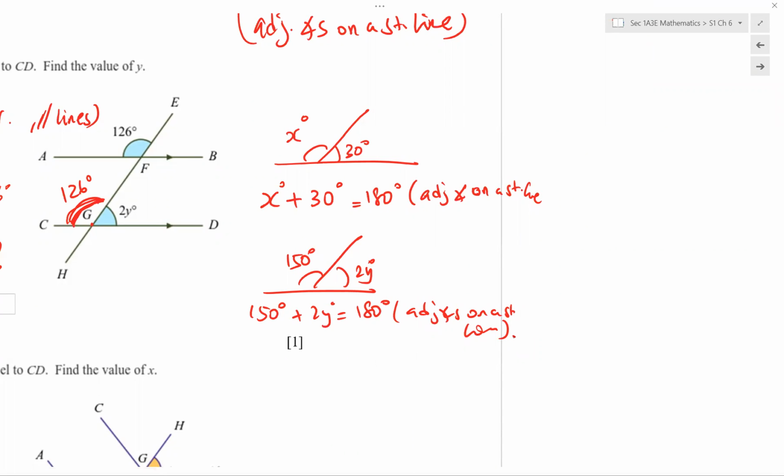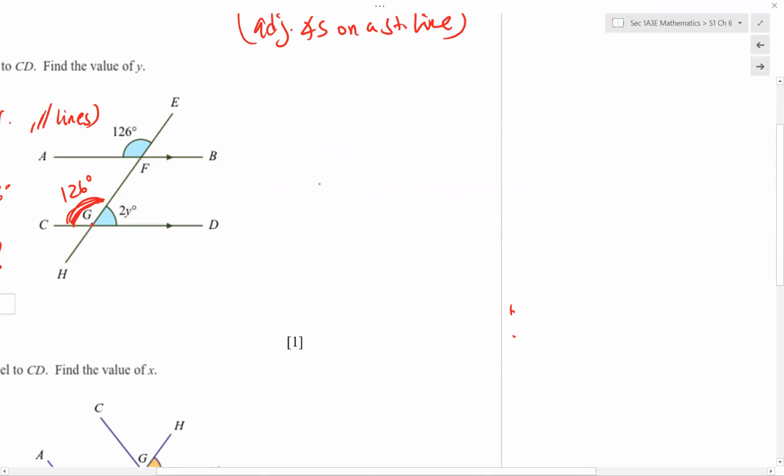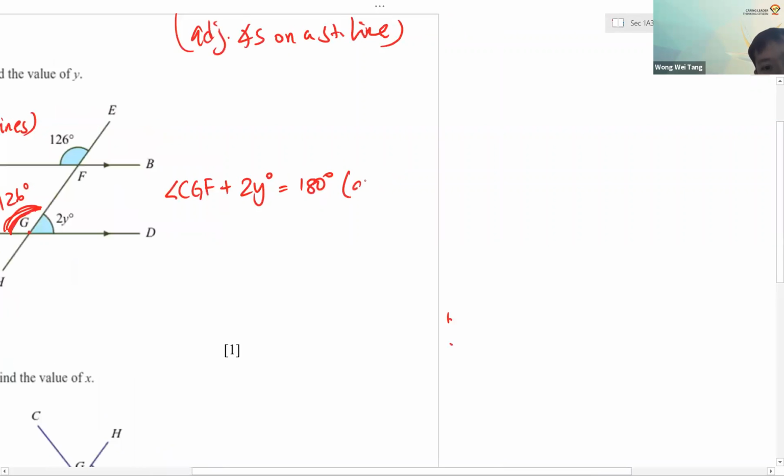Okay, are you ready to try again now? Okay, let's go. 126 degrees plus 2y equals 180 degrees. Which 126 are you talking about? CGF. Okay, what about it? Plus 2y equals 180, because they are adjacent angles on a straight line. Okay, good.